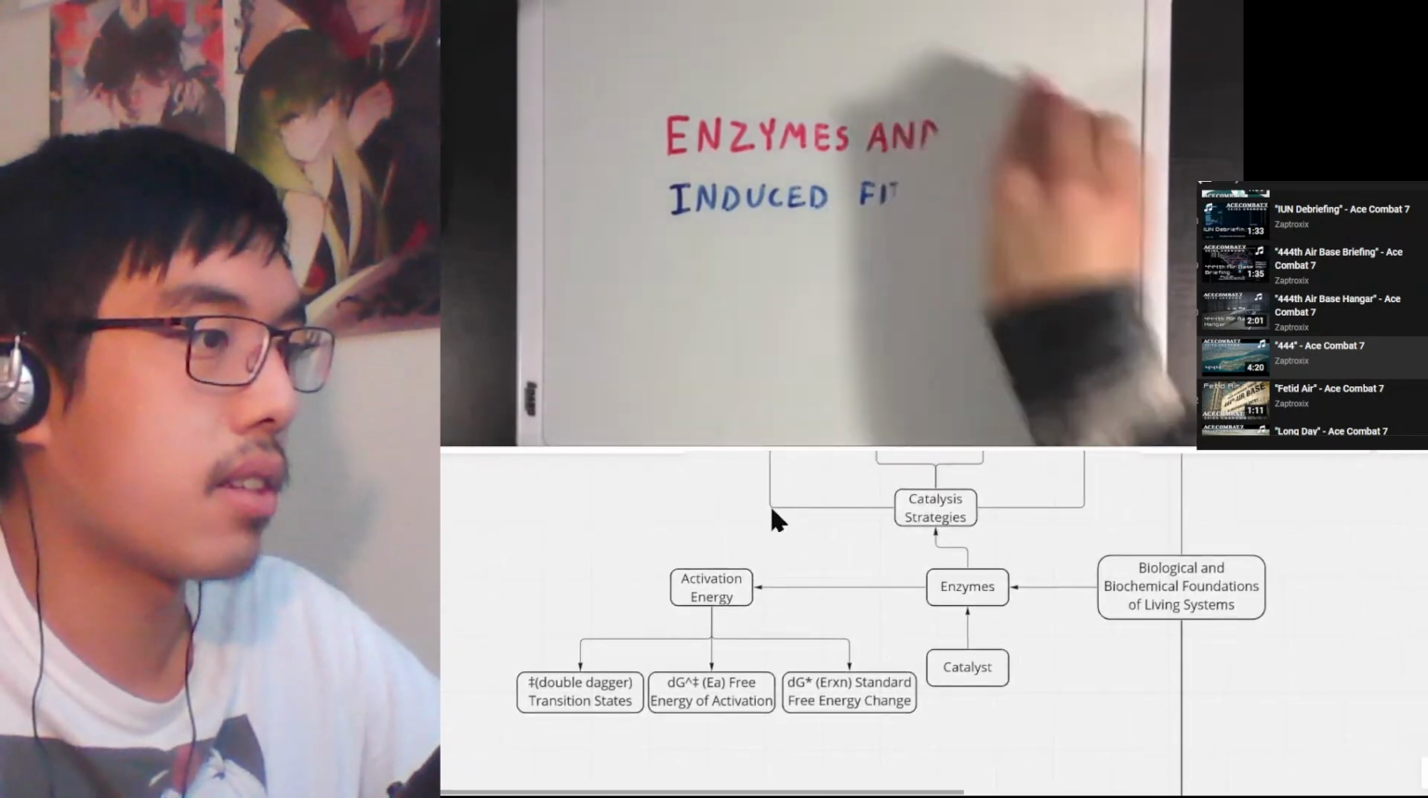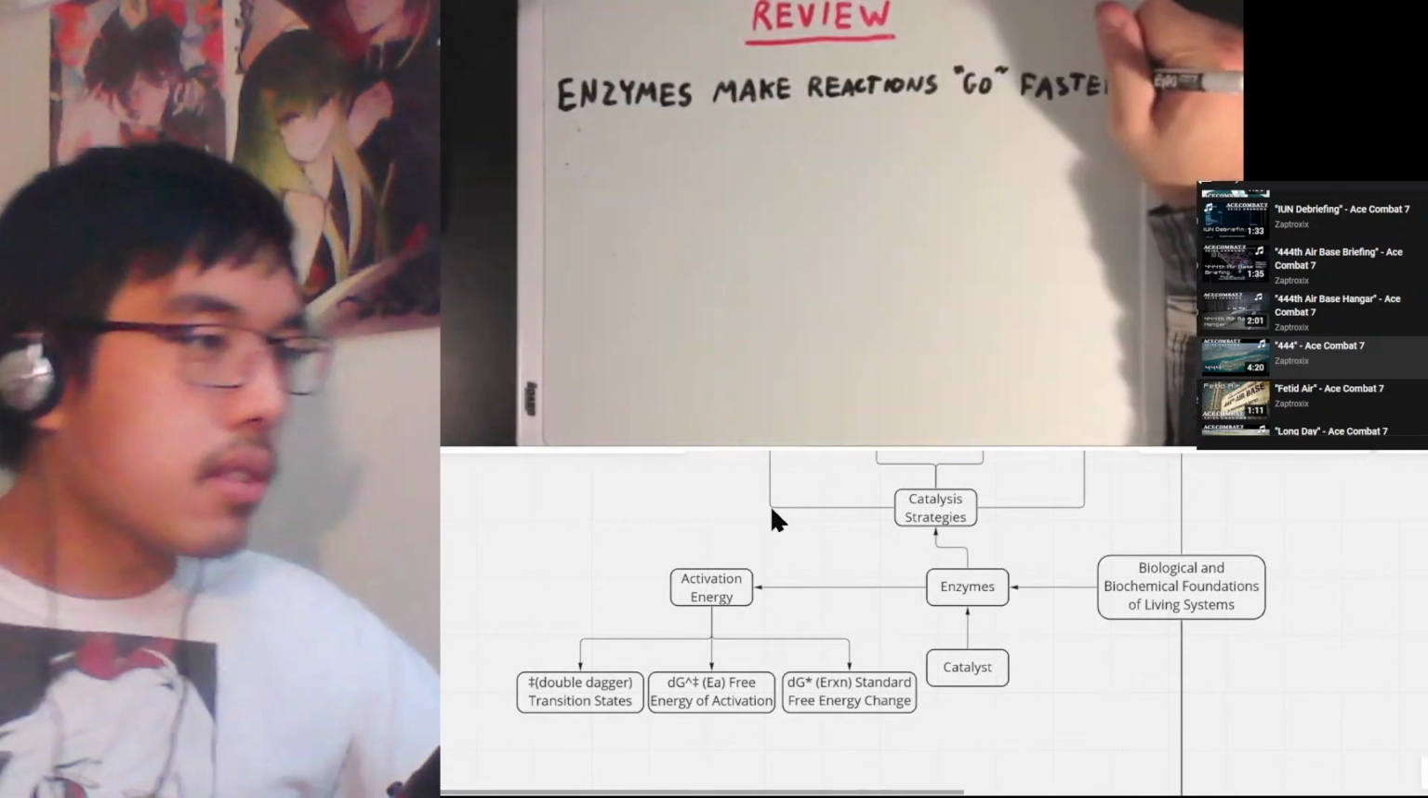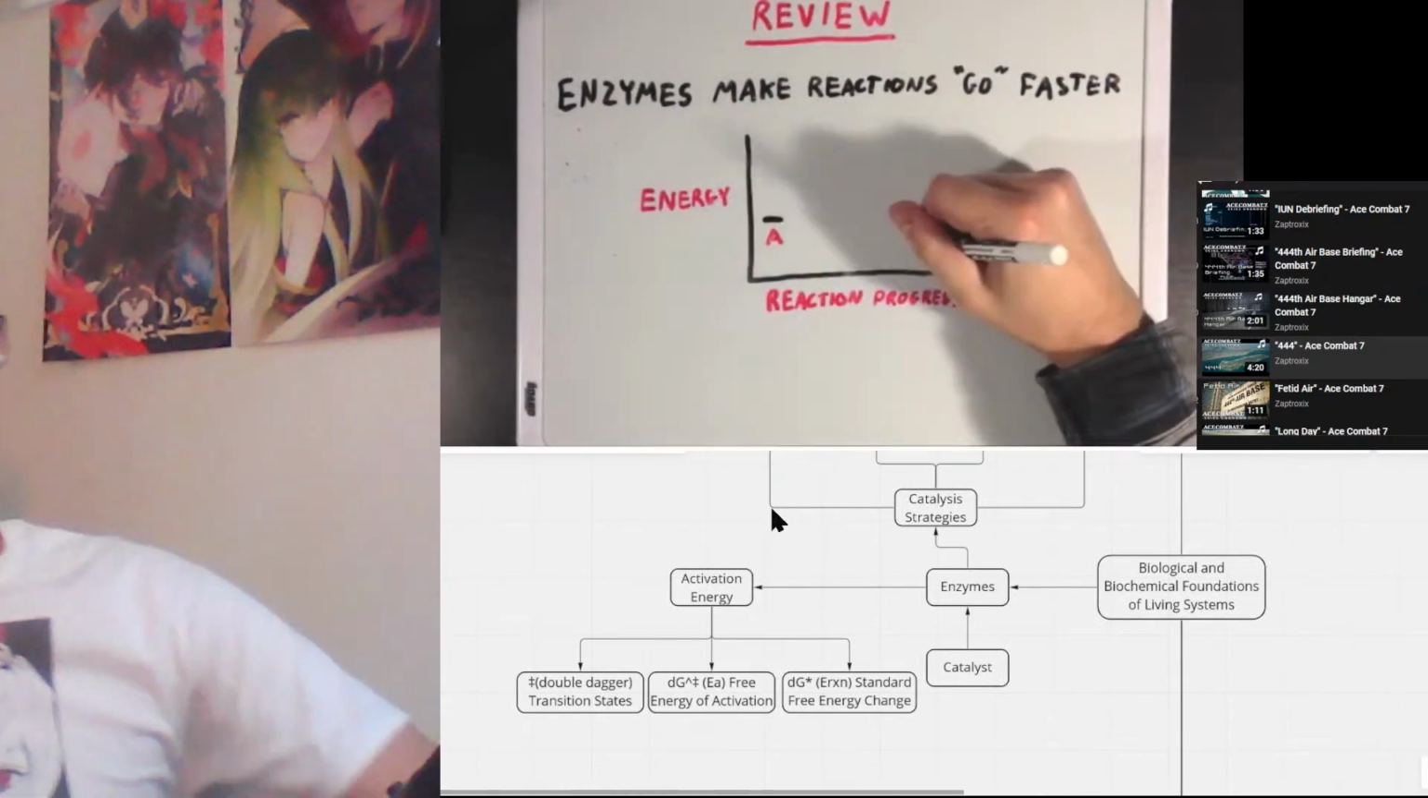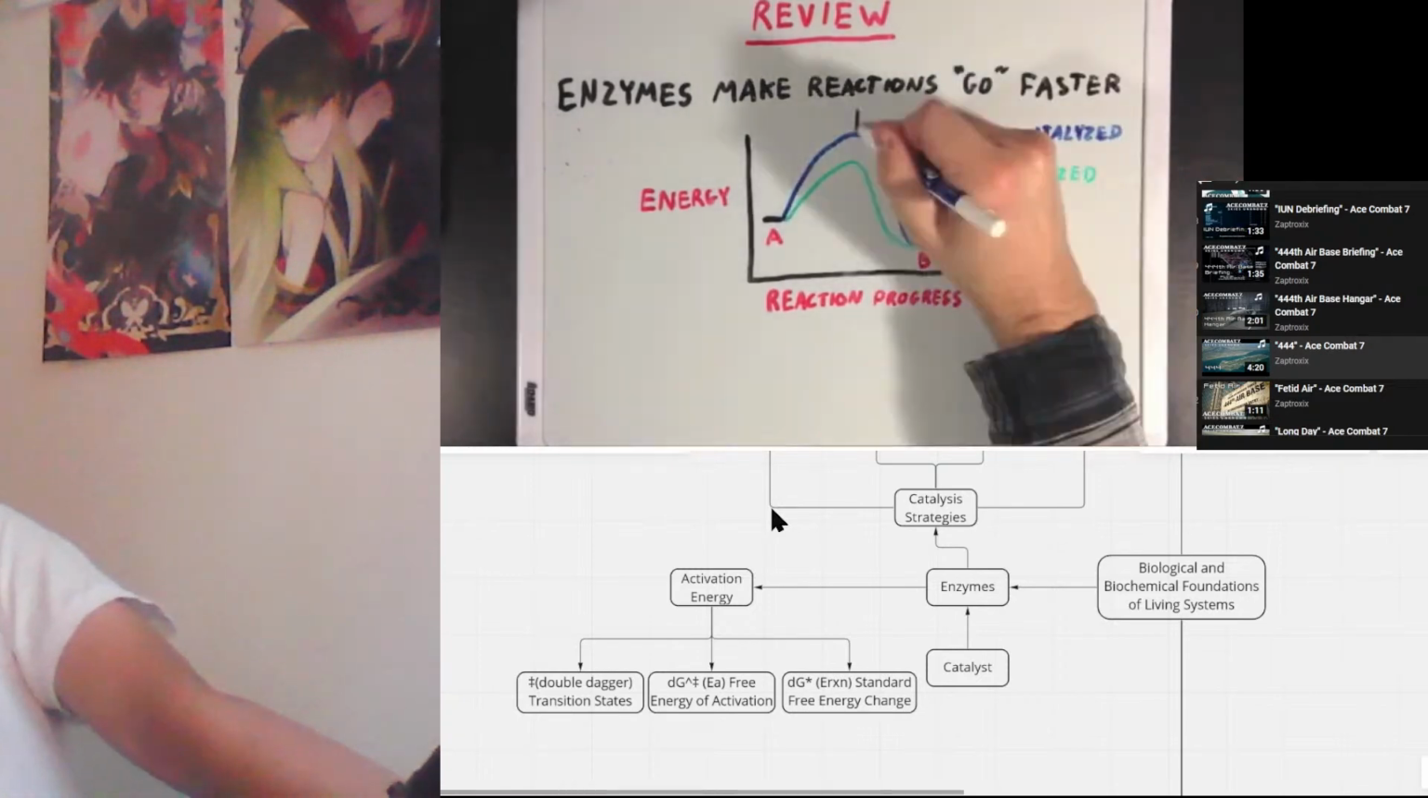A lot about how enzymes work. But before we do that, let's review the idea that enzymes make reactions go faster. And when you look at a reaction on a reaction coordinate diagram, you'd see that the catalyzed reaction would have a much smaller activation energy than the uncatalyzed one.